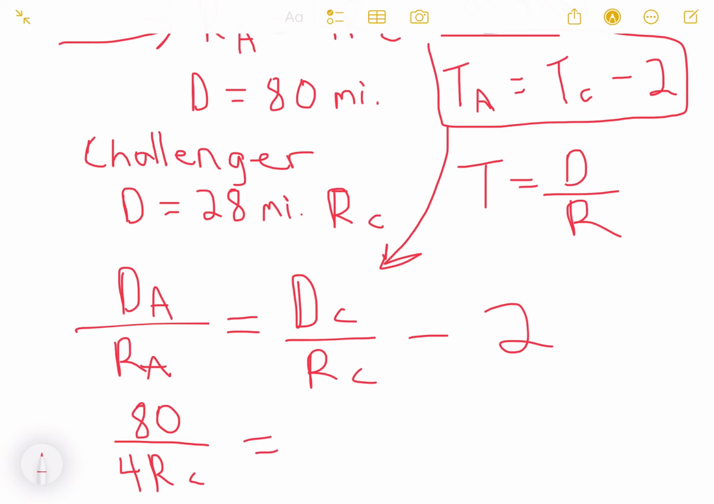And then I know the distance of the challenger is what? Well, it was 28, right? It only went 28 miles. And the rate of her challenger, well, it's actually still RC, so I might as well keep it RC. And I'm subtracting 2 from this.